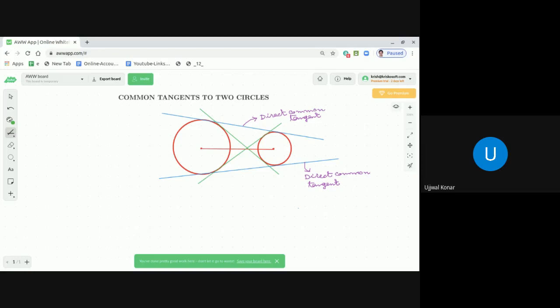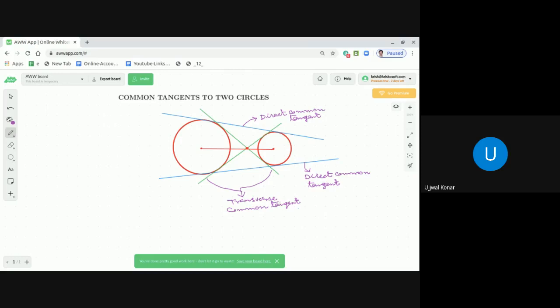So what you see, dear students, the two green lines I have drawn here, they intersect the line of centers between the centers, which is the red line. Correct, dear students? So this is known as the transverse common tangent. If I write it down, this is known as the transverse common tangent. In fact, I can include both. This is known as transverse common tangent. Correct, dear students?